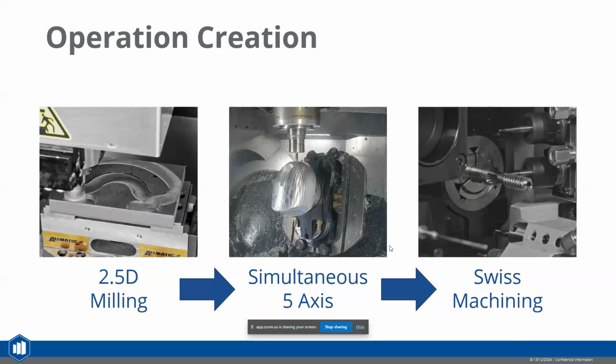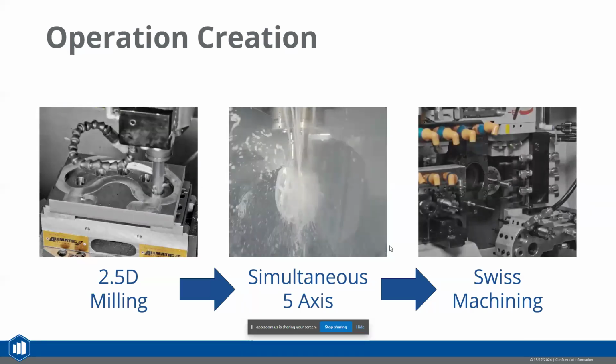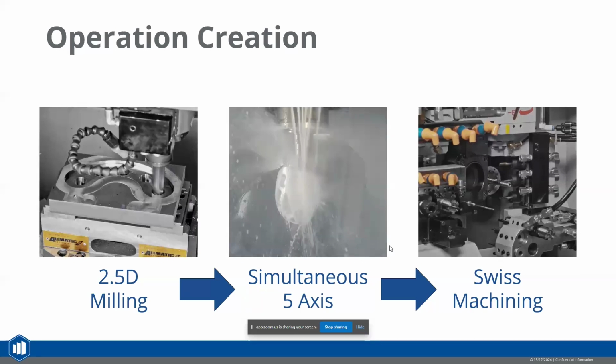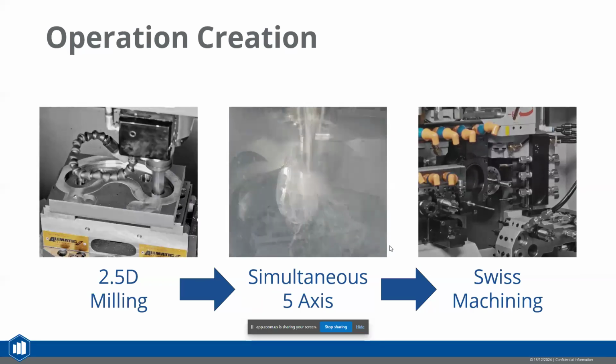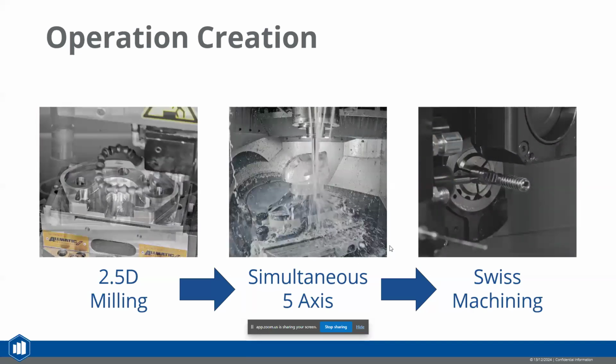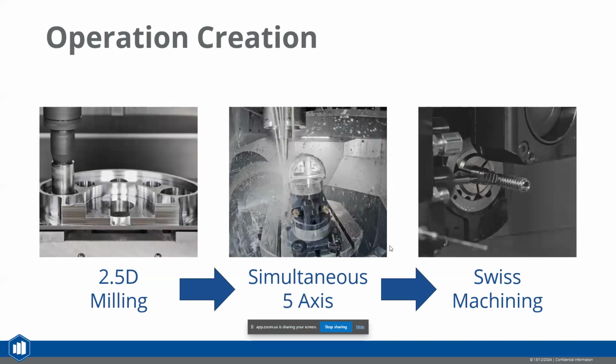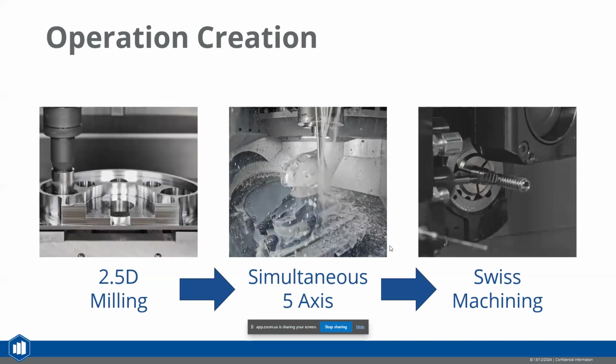So another great thing about Solidcam is that it's very versatile. So we have 2.5D milling toolpaths, 5-axis simultaneous. We have mill turn and Swiss machining toolpaths. There's also wire EDM. So Solidcam has all these different types of operations, so it can fit all different types of machines.